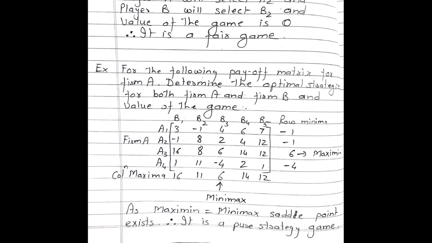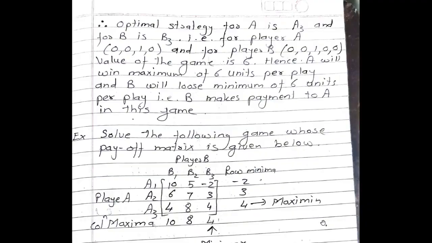So what can you say? We can see that maximin and minimax values are same. So as maximin is equal to minimax, saddle point exists. Therefore, it is a pure strategy game. Therefore, optimal strategy for A is A3 and for B is B3.